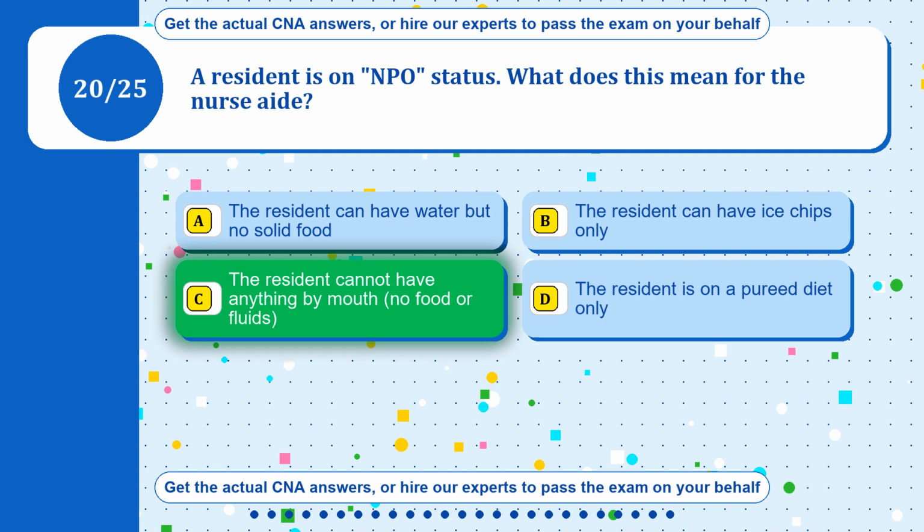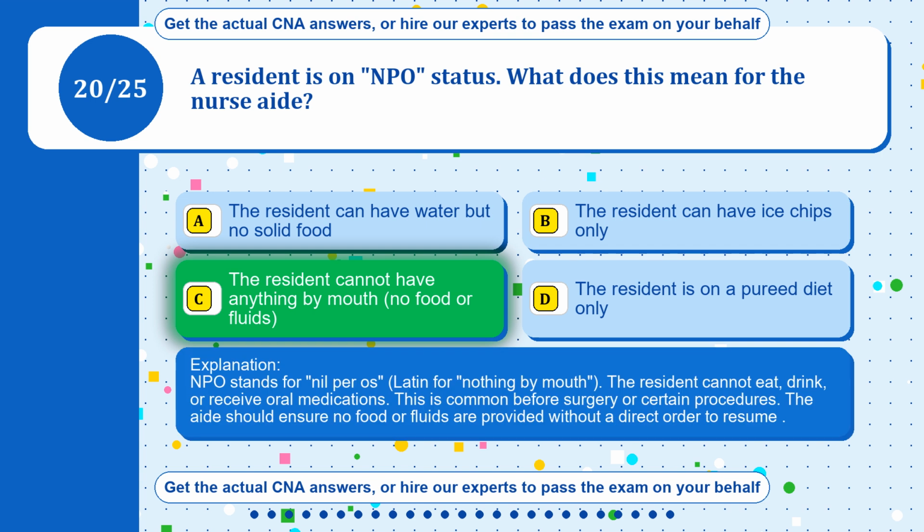The resident cannot have anything by mouth, no food or fluids. NPO stands for nil per os, Latin for nothing by mouth. The resident cannot eat, drink, or receive oral medications. This is common before surgery or certain procedures. The aide should ensure no food or fluids are provided without a direct order to resume.